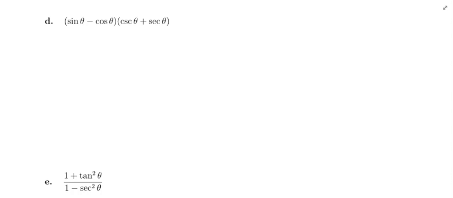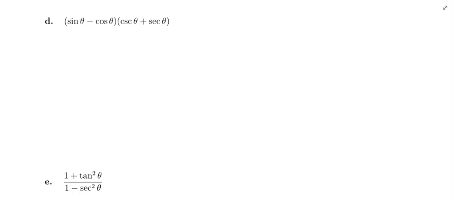Example 2D: the expression that we are trying to convert to an equivalent trigonometric expression is the sine of theta minus cosine theta, that quantity times the cosecant of theta plus the secant of theta. Our goal is to turn this into an equivalent trigonometric expression that has no fractions, and all of the arguments are theta, can't have a negative theta. Your answer can have any of the 6 trigonometric functions in it.